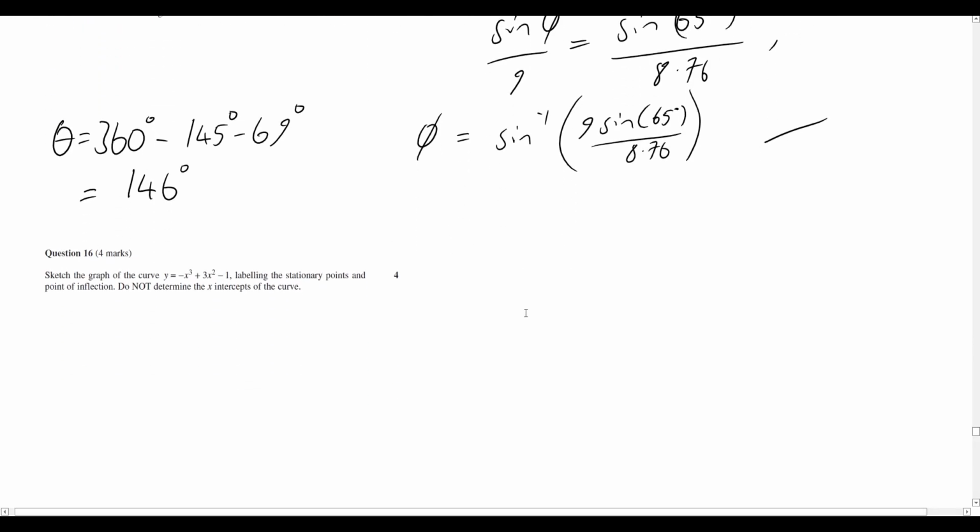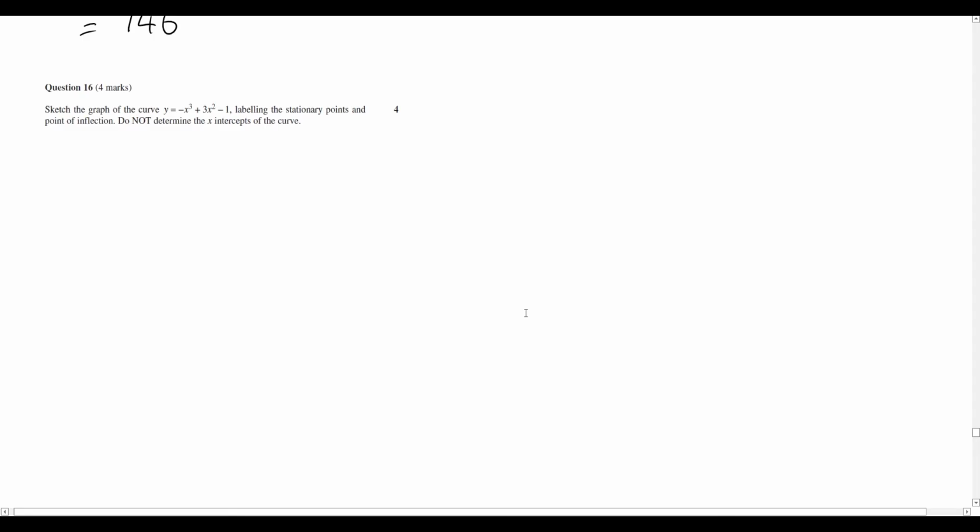Okay, now on to question 16. So it asks us to sketch the graph of the curve y equals minus x cubed plus 3x squared minus 1, labeling the stationary points and the points of inflection.